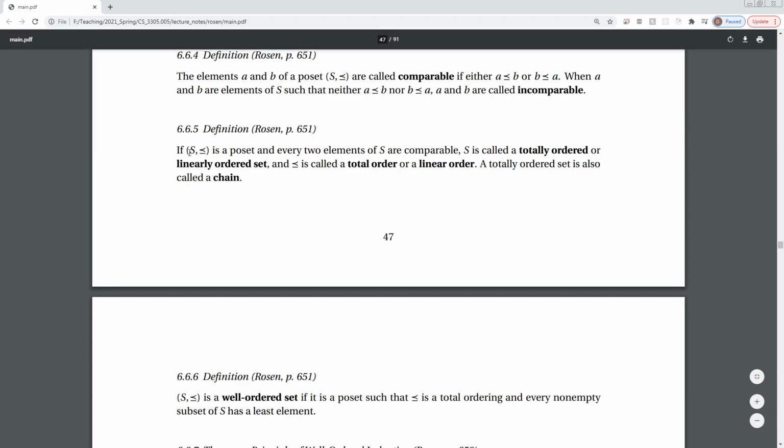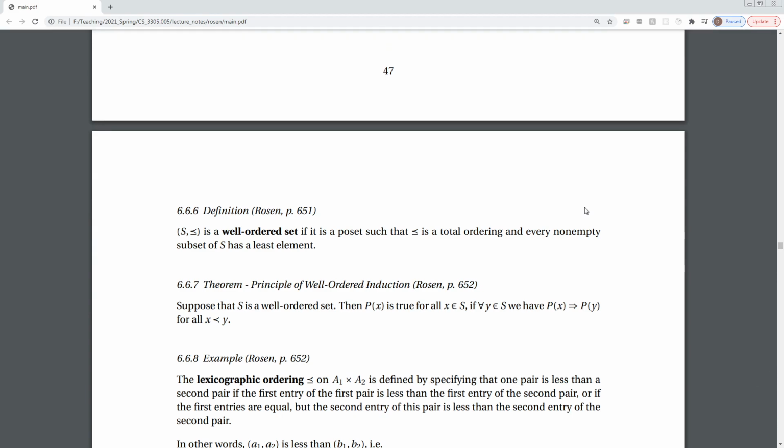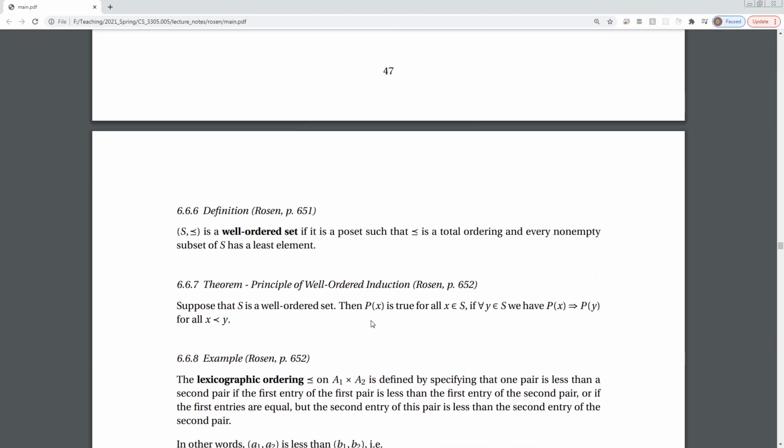Okay. All right. So next definition: if S and our relation form a partially ordered set, and every two elements of S are comparable, then S is called totally ordered, or linearly ordered, and the relation is called a total order or a linear order. A totally ordered set is also called a chain. Okay, so we're going to give an example of a totally ordered set down here.